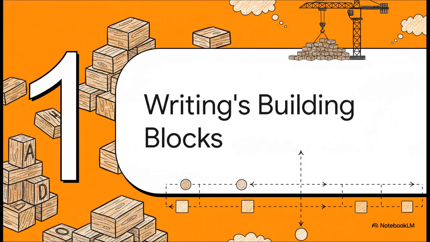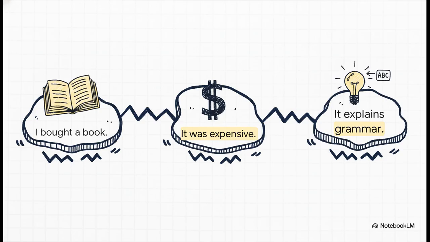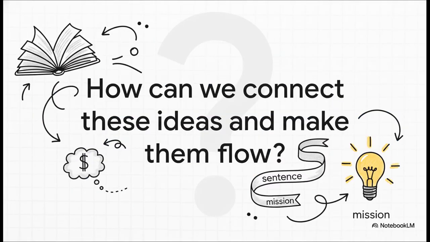Okay, so let's start at the beginning with the basic materials. Here's what some writing looks like before we start building it into something better. I bought a book. It was expensive. It explains grammar. I mean, sure, it gets the point across. Each idea is there. But it's not very elegant, is it? It feels disconnected, choppy. So, here's our challenge. How do we link these ideas together? How do we show the relationship between the book, the price, and what it does, all in one smooth, flowing sentence? Well, that's exactly what we're here to figure out.